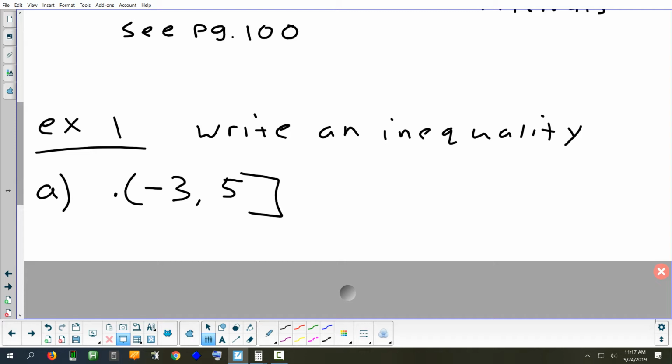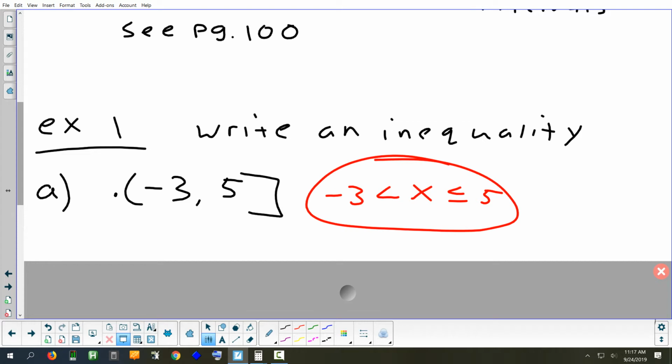Can somebody write that for me as an inequality? And if we can, I'd like to do it as a single inequality with the x in the middle. Yep, Adrian? So -3 is less than x, and then x is less than or equal to 5. Perfect. That's exactly what that means. x is greater than -3 and less than or equal to 5. Yep, perfect. Any question on that one?